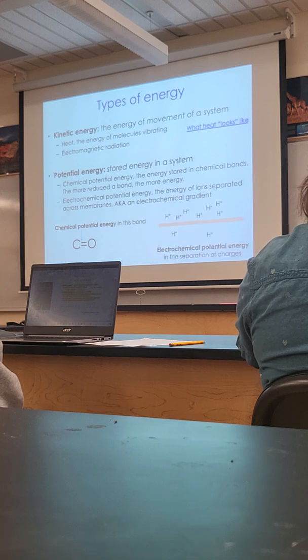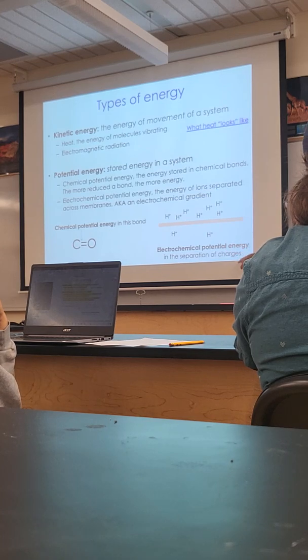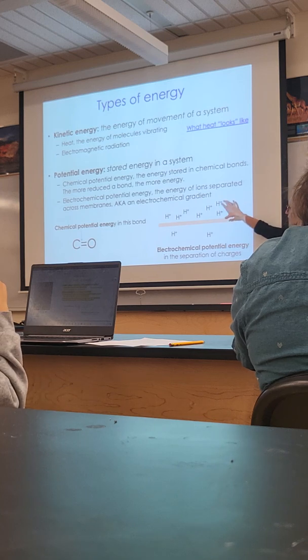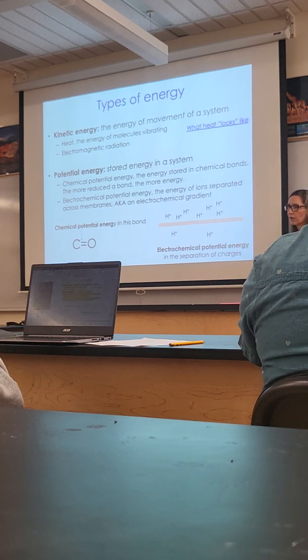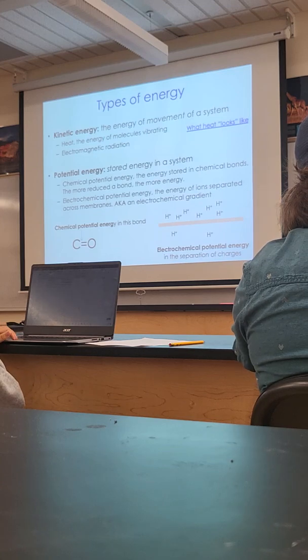In this case, it's electric because it's a separation of charges, and it's chemical because we have a gradient of concentration. So in this case, we have a proton gradient. We will talk about proton gradients in the mitochondria and also in the chloroplast. Those are used in cell respiration and in photosynthesis.